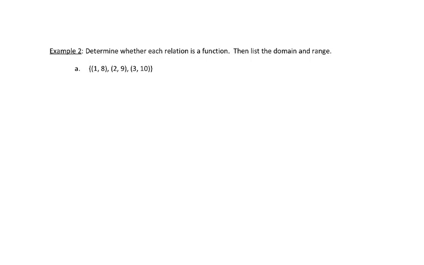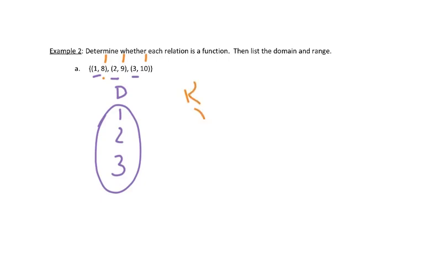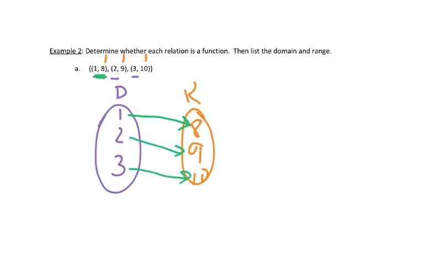So let's look at this. We'll find the domain. We can put it in a circle. I think that might make it easier this time. 1, 2, 3. And the range would be the second numbers, 8, 9, 10. And because 1 is with 8, that's saying 1's going to 8, 2's going to 9, and 3's going to 10. So yes, this is a function because every item in the domain is going to one thing in the range.